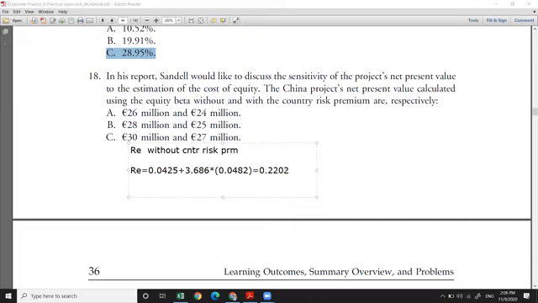Now we are going with the cost of equity with country risk premium, which is the one that we calculated, 0.2895. So this is what we found.